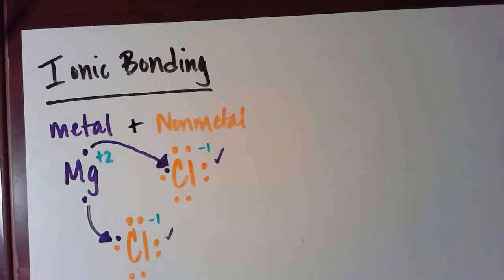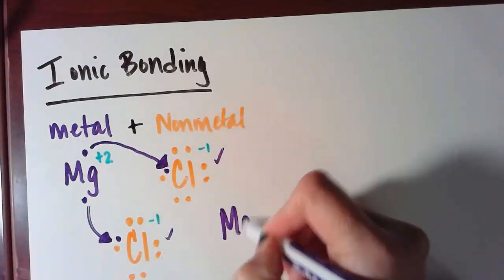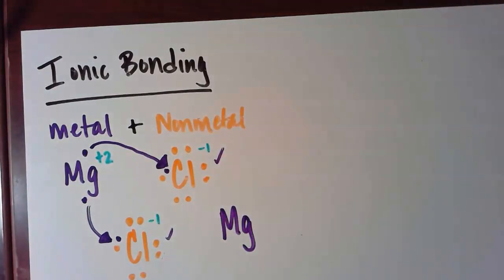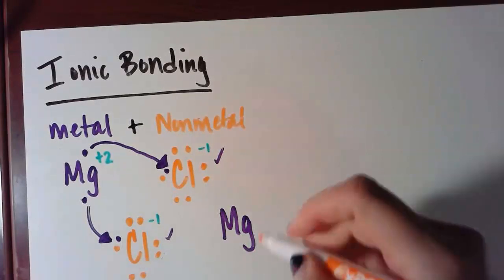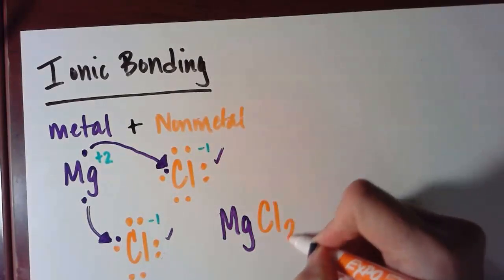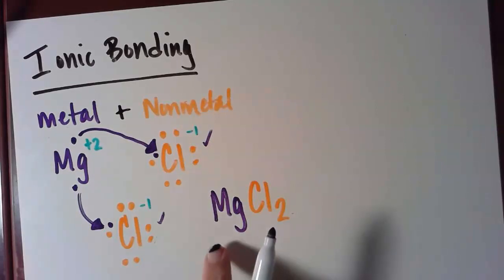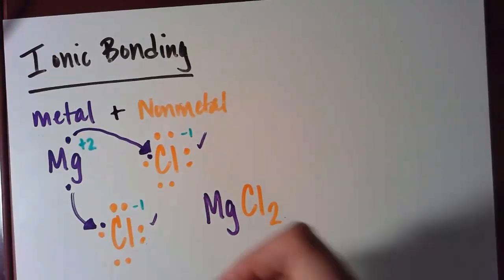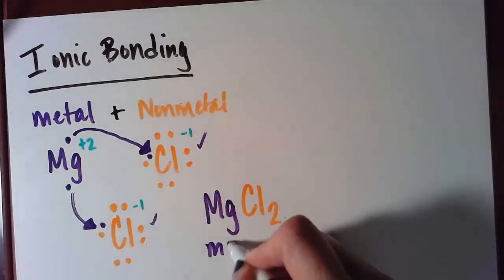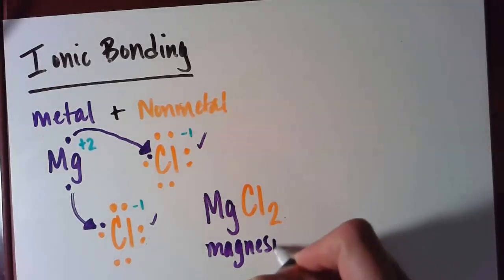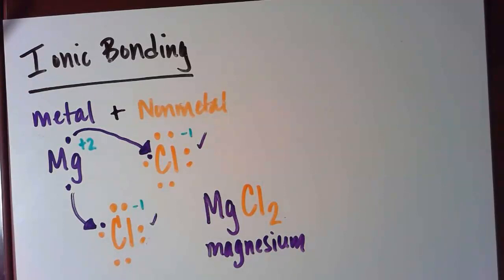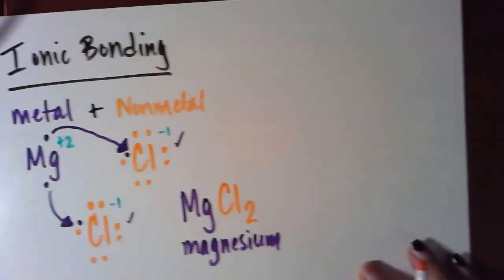So when you write the formula, it looks just the way it says. It's magnesium, and then 2 chlorines, but we write it MgCl2 to signify that you have 1 magnesium and 2 chlorines. And just like before, how do we name it? You name the first element the way it is. So the first element is magnesium. And then the second element is chlorine.